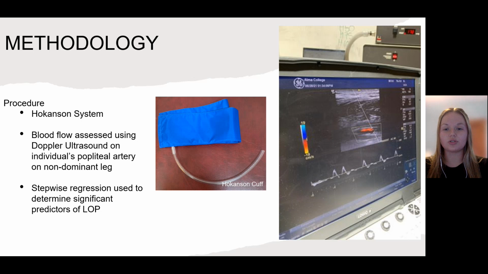We then used the Doppler ultrasound to assess each individual's popliteal artery to see when their occlusion pressure occurred. An image of that screen and one of the subject's popliteal artery can be seen in the image on the right. The Hokanson cuff and ultrasound measurements were then used as criterion measures in the stepwise regression that was used to determine significant predictors of limb occlusion pressure.